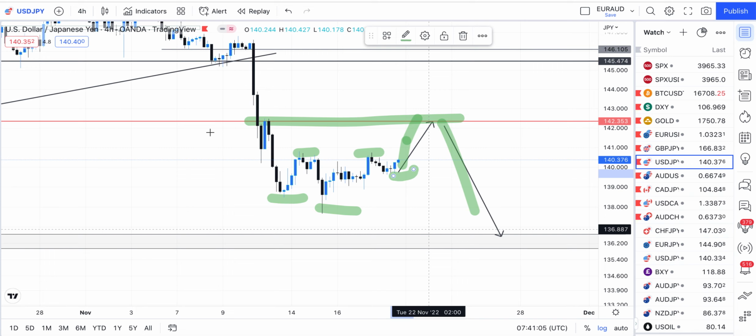So here I'm looking for the break of this particular low. If you see a break of this low, then we should see a move to the downside. So this is my first target. If you see a break of this particular low right there, then a small retracement in the 15-minute or 30-minute time frame, then a move to this particular area.